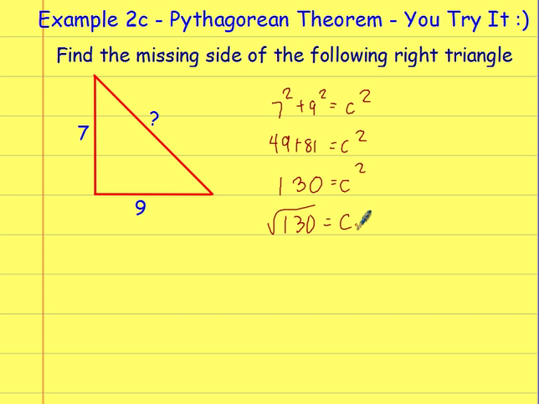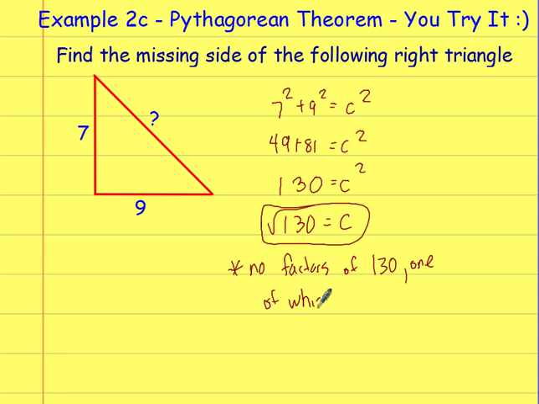Has everybody got that? Okay? So there are no factors of 130, one of which would be a perfect square. Okay? But the thing is, the only way to know that is to try. That's the only way to know that. Okay? So you should have tried. All right, any questions on this one? Good?